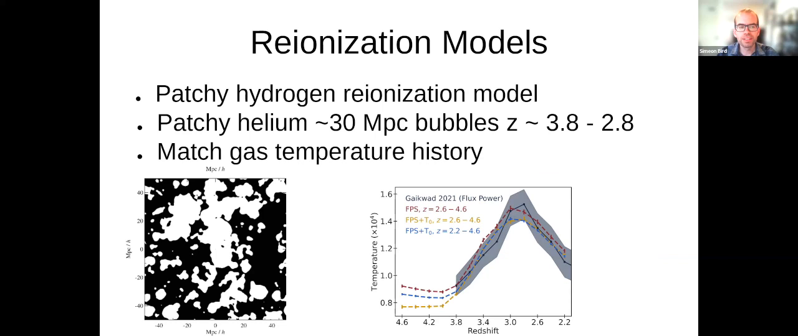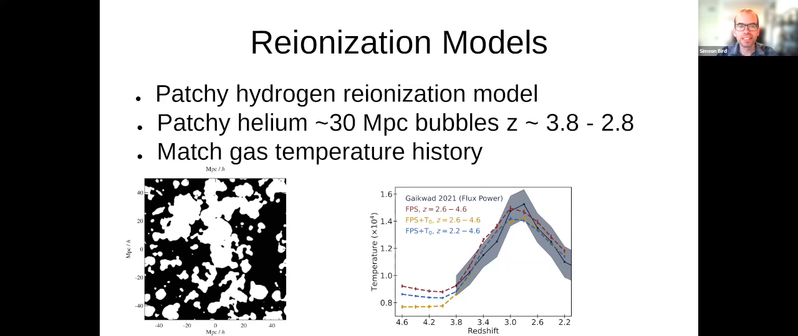Uniquely amongst these simulations, our boxes are very large, and that means they're large enough that we can resolve the bubbles on which reionization happens, and so we can include the effects of patchy reionization on the Lyman-α Forest. So we have a patchy hydrogen reionization model, so we include all the effects of hydrogen ionization at lower redshift. We also have a patchy helium ionization model.